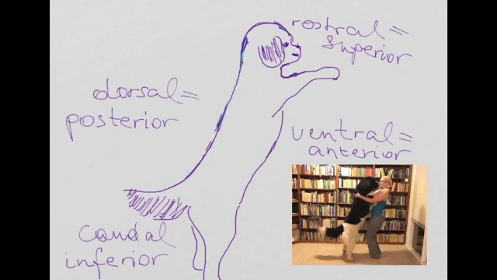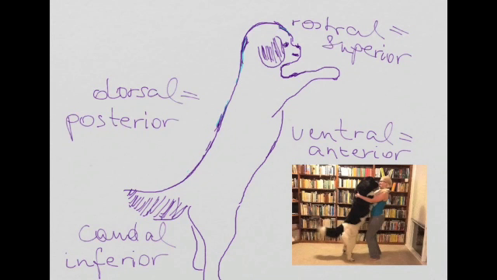If he would stand up, however, now the rostral will be superior, the caudal would be inferior, ventral would be anterior, and the dorsal would be posterior, as you can see. But ventral and dorsal will always describe something closer to his belly, and the dorsal would be closer to his back. The rostrum will always be related to his nose end, and the caudal would always be close to the tail.